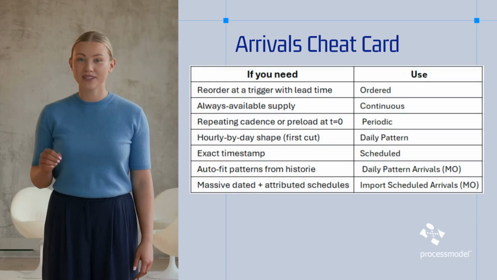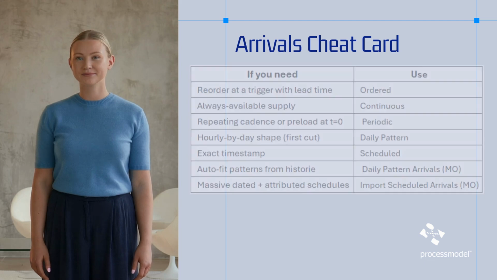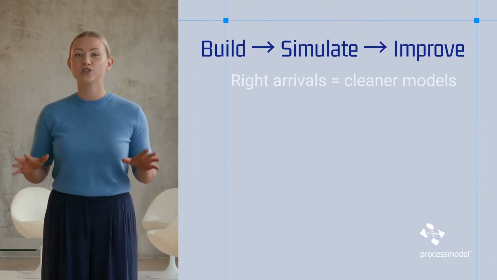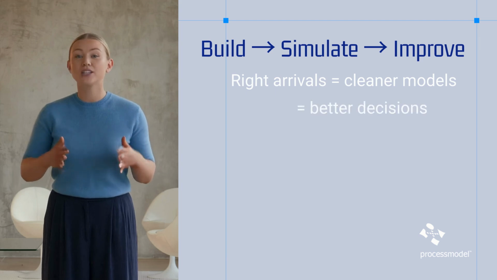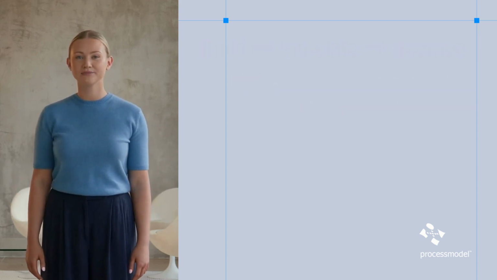Pick the simplest that fits: trigger, cadence, daily shape, exact time, or data-driven at scale. Start with the lightest arrival that matches reality. Simulate. Then upgrade to the model objects when you've got data to unlock precision.